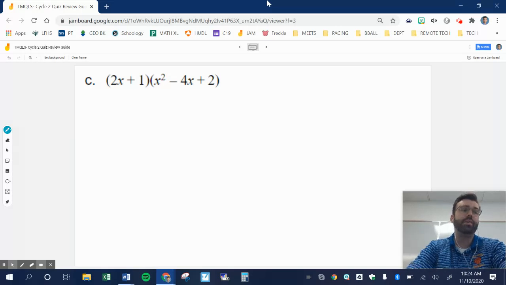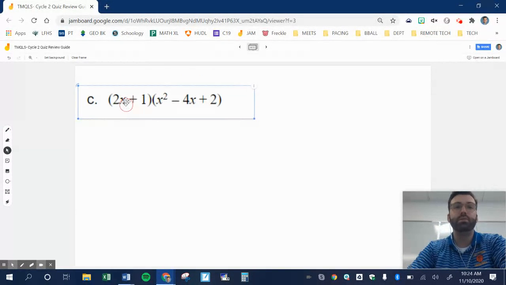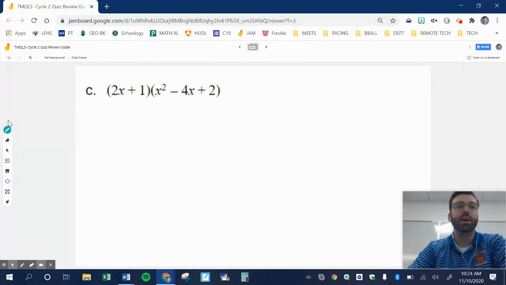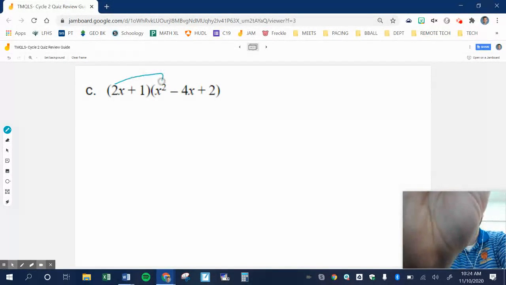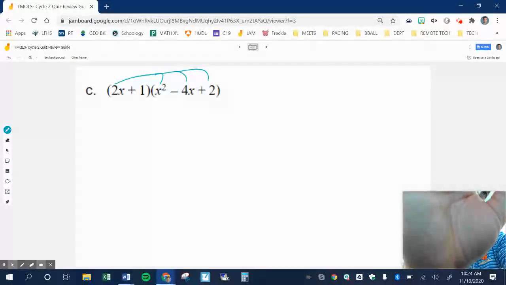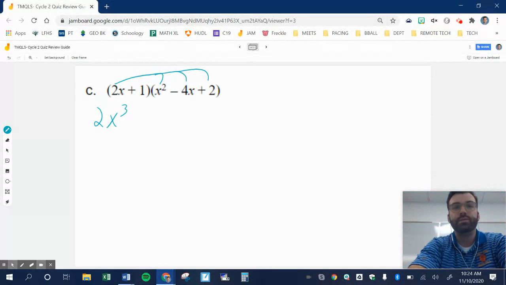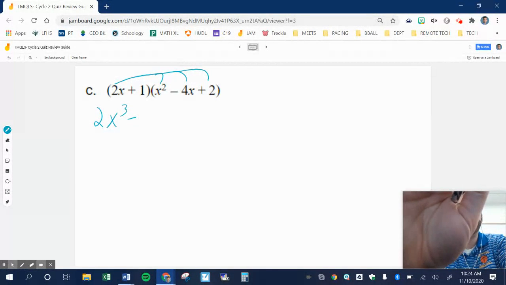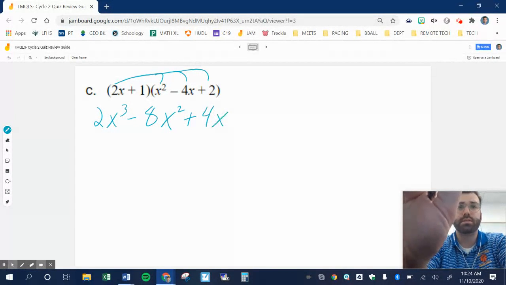All right, this one is similar, except I have a binomial times a trinomial, so 2 terms times 3. I'm going to have to do the double distribute, so I got to distribute twice. Here we go. I'm going to distribute 2x to everything. So 2x times x squared gives me 2x to the third. 2x times negative 4x gives me negative 8x squared. And 2x times 2 gives me positive 4x.